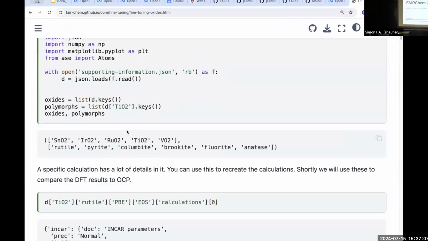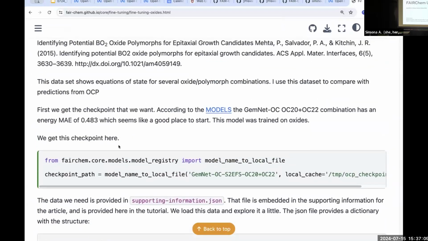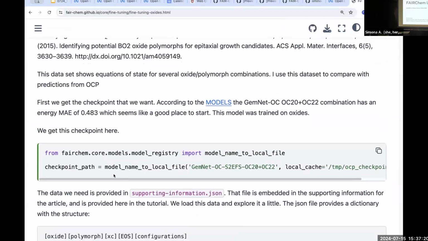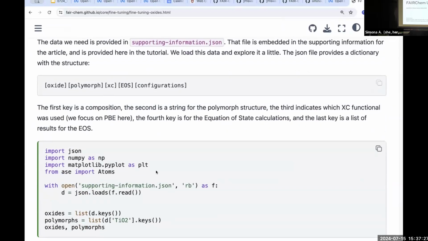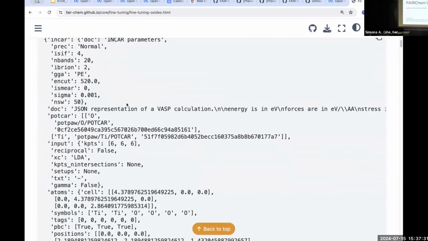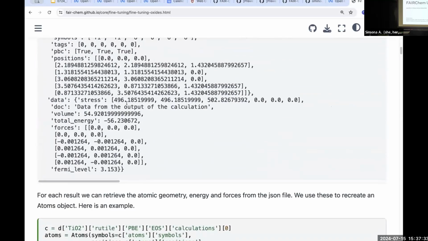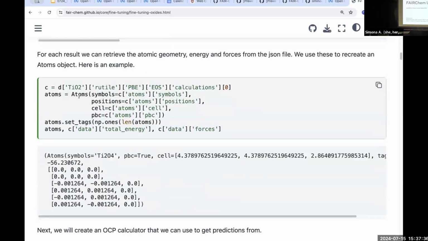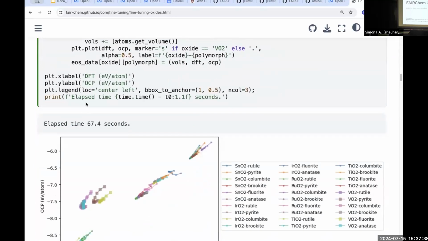And basically, if you go through, you can load one of our models. This is a particular checkpoint that was trained on OC20 and OC22, a bunch of metals and a bunch of oxide systems. You can use this little command to download the latest checkpoint locally. Then you can also grab the supporting info from his paper, and you can see all the messy details of exactly what he did to get there. And let me just jump to some of the results.